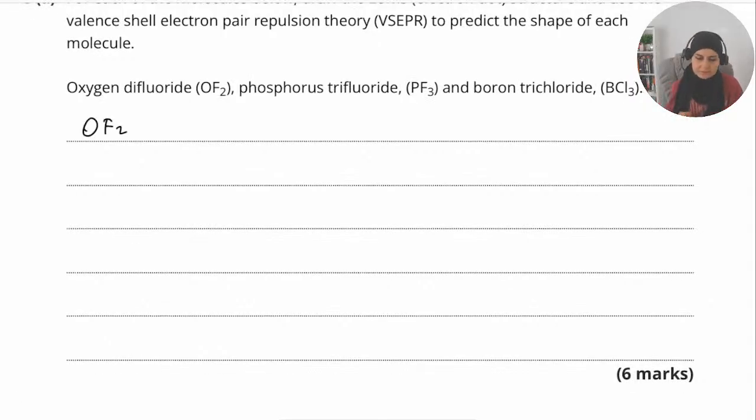OF2. Okay, I'll remind you how we do the Lewis structures. To find the Lewis structure, we need to count the number of valence electrons. That's my method. You might use some other method. I'll explain mine. If you like it, you use it. If you don't like it, you can use some other method.